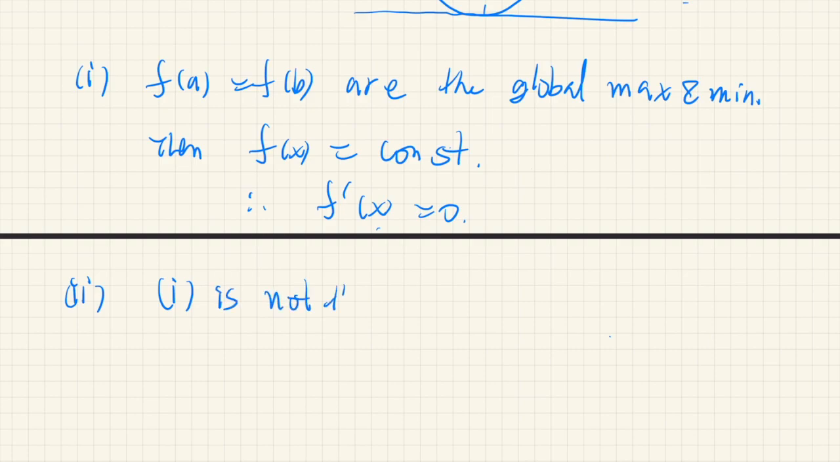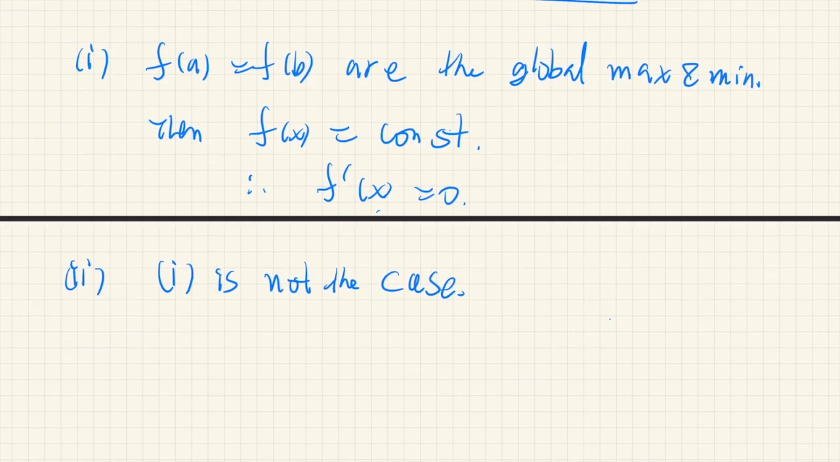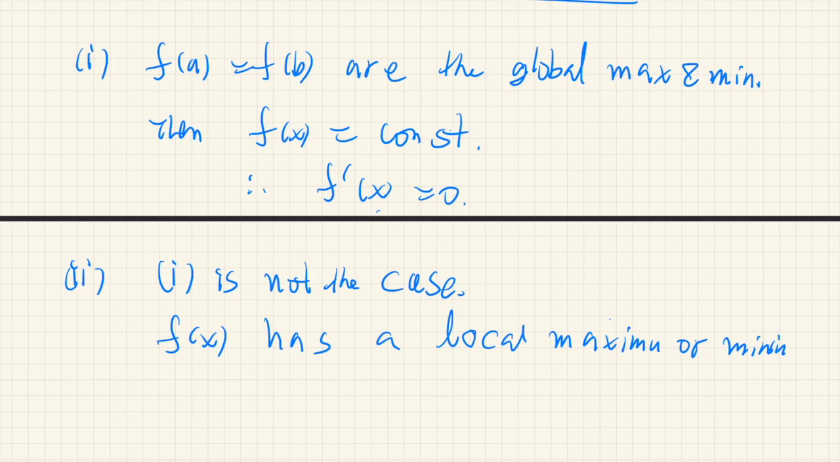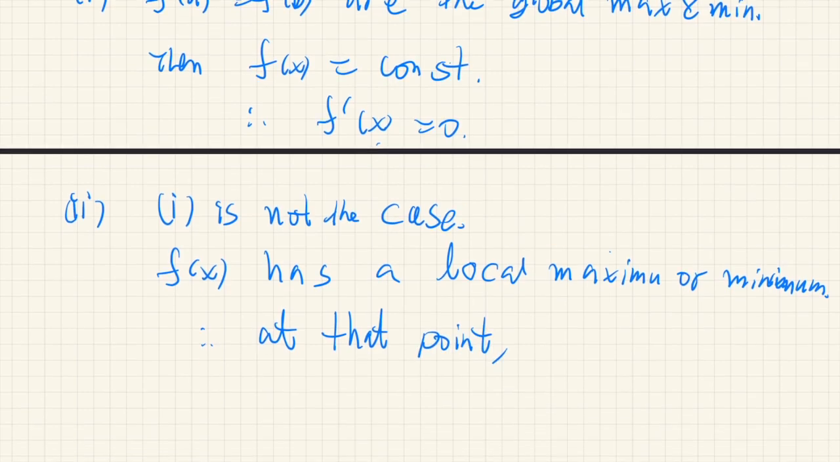Okay. So the second case means the first is not the case. So otherwise, f of x has a local maximum or minimum. And if the function takes a local maximum or minimum value, then at that point, as we have seen, the derivative at that point x equal to c, f prime of c is equal to 0, because it's a local maximum or local minimum, then the derivative should be 0 at that point. And we are done.